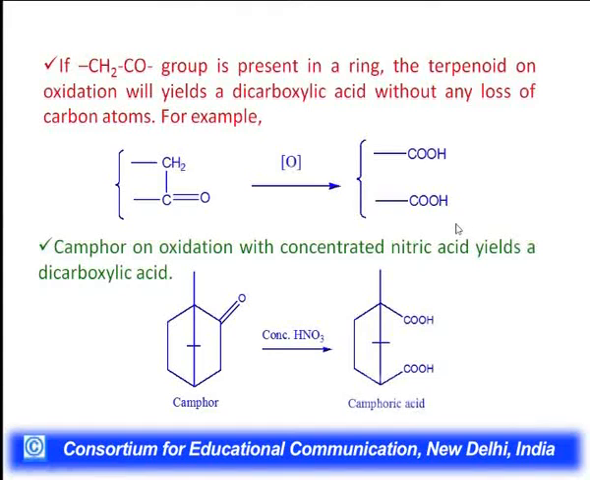If we talk about camphor, camphor is again a terpenoid which contains a ketonic moiety. It undergoes oxidation with concentrated nitric acid. It yields a dicarboxylic acid. Here you can see that on oxidation it will break from this linkage, and we will get here the dicarboxylic derivative of this camphor, which is termed as camphoric acid.